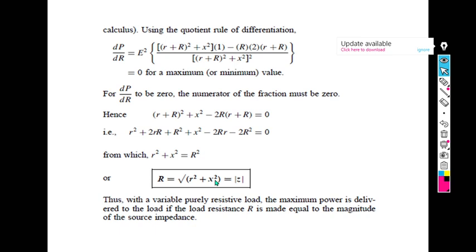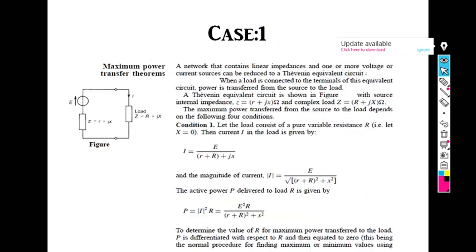So what we can conclude is that if the load is only a fixed R, there is no variable reactance, only a fixed R. If only load resistance is connected, then the maximum power will transfer from source to load if this capital R is equal to the magnitude of this source impedance Z. This is the first case.